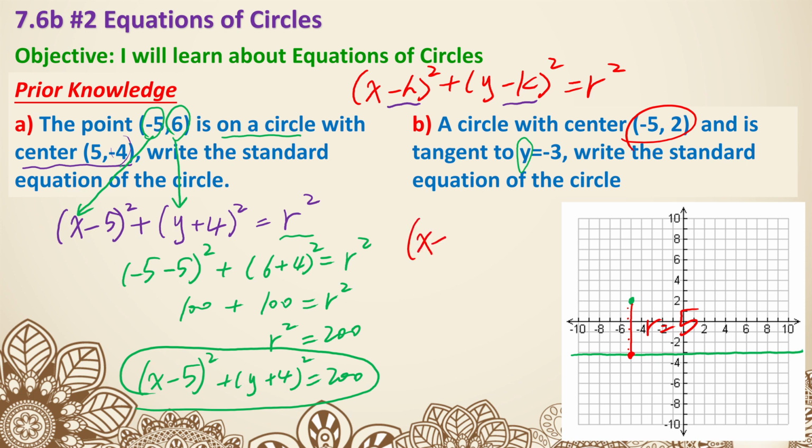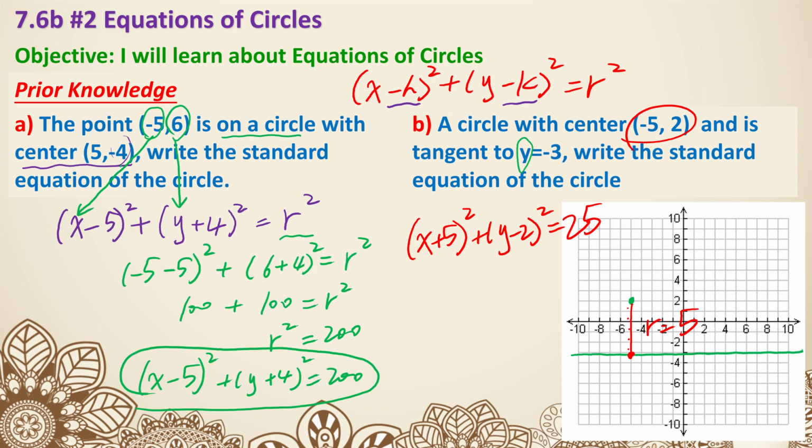(x plus 5), again, it's the opposite number. Since it's -5, we need a +5 inside the parentheses. Then (y minus 2) squared equals, my radius is 5, so it's going to be 5 squared, which is 25. The question didn't ask you to draw a circle, so you do not have to draw the circle. You can just use the graph to help you find out the radius.